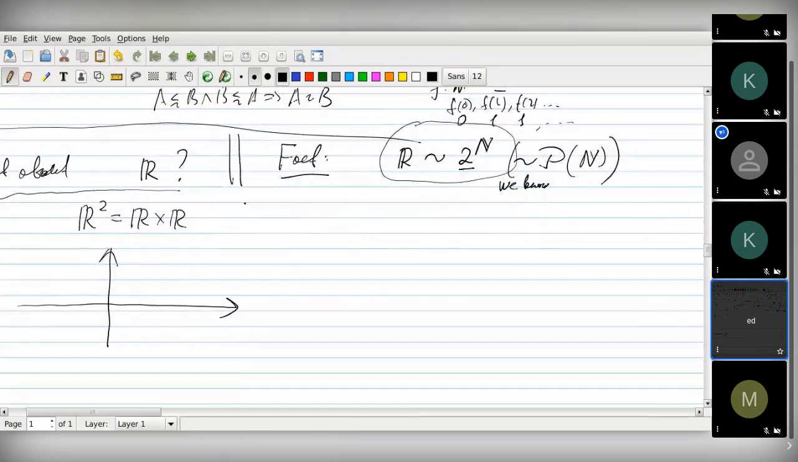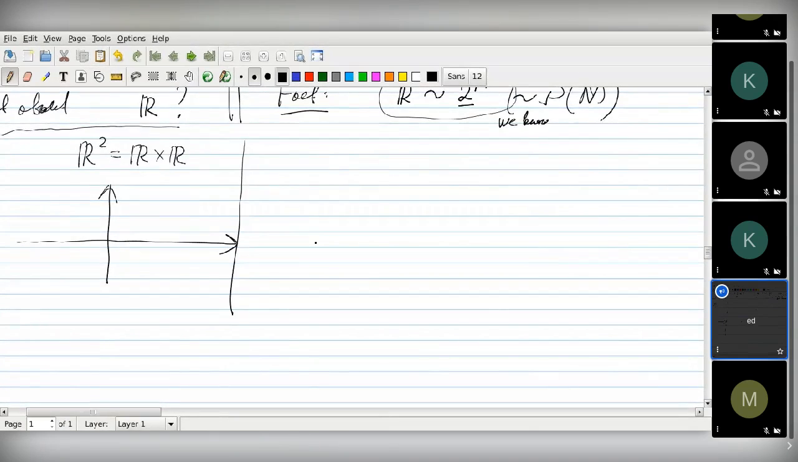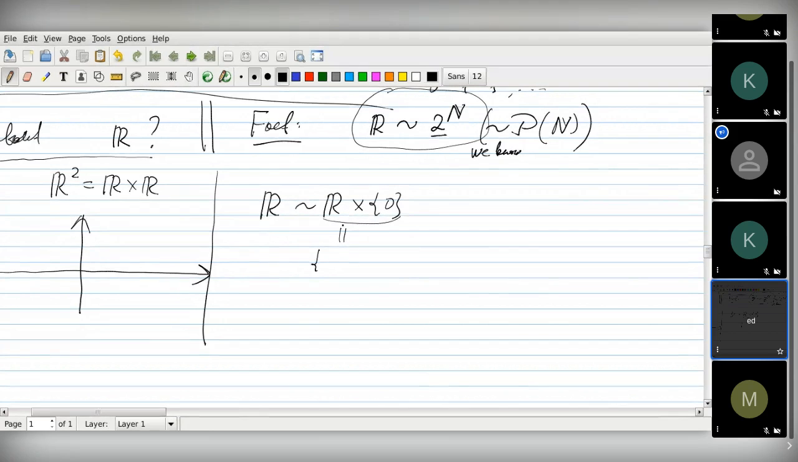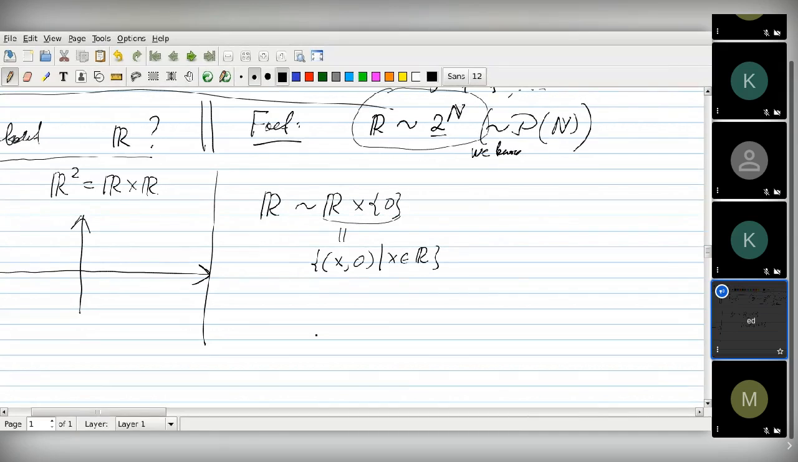Yes. And now I'll have a magic inequality from which I'll conclude plenty of interesting facts. First of all, do you agree that this set is equivalent to this one? What is this set? Describe it in plain English. This is a set of all pairs where the first coordinate is some arbitrary real number and the second coordinate is 0. How many such pairs do you have?